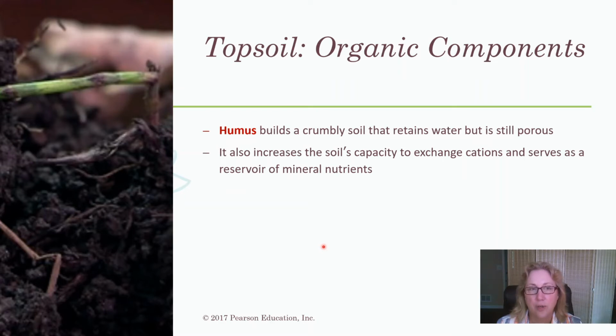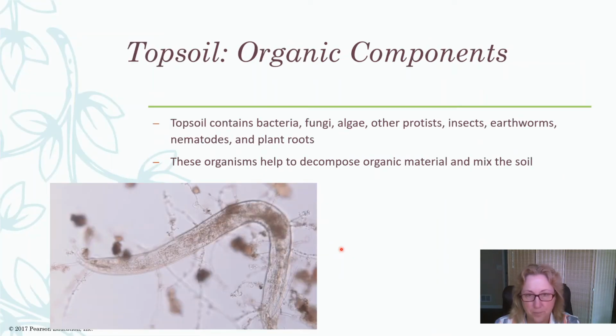So the humus, that's our organic material that's in soil, is going to absorb water. So if you don't have enough humus, the soil is going to drain of water too quickly. And it's also going to help these positively charged ions to be released from the soil.